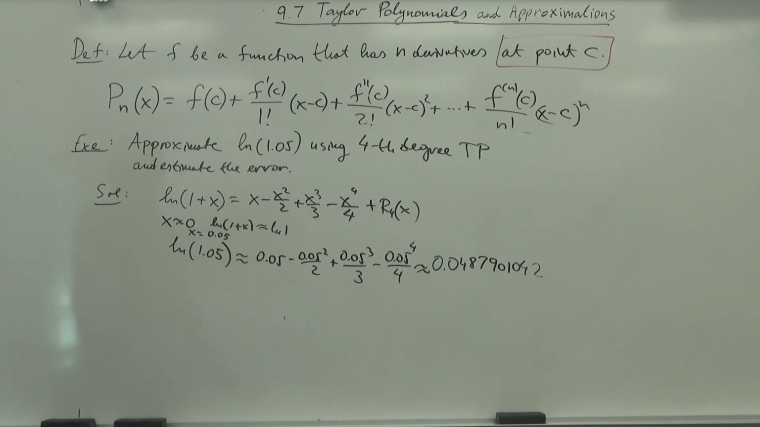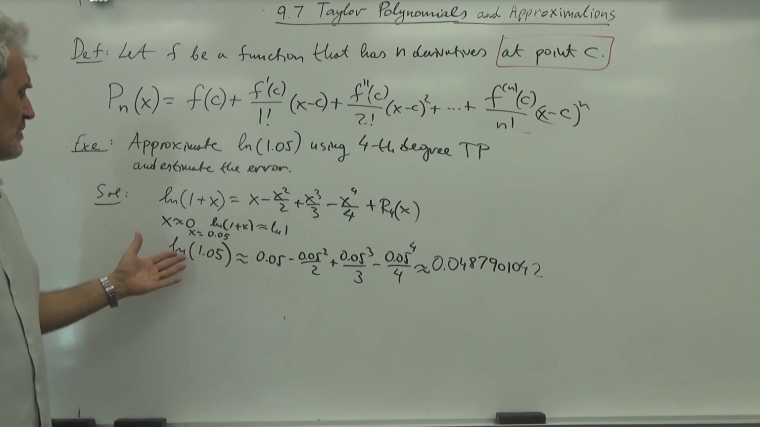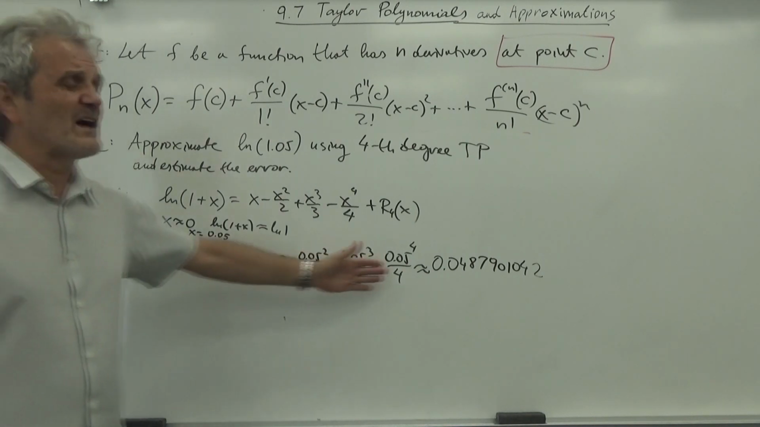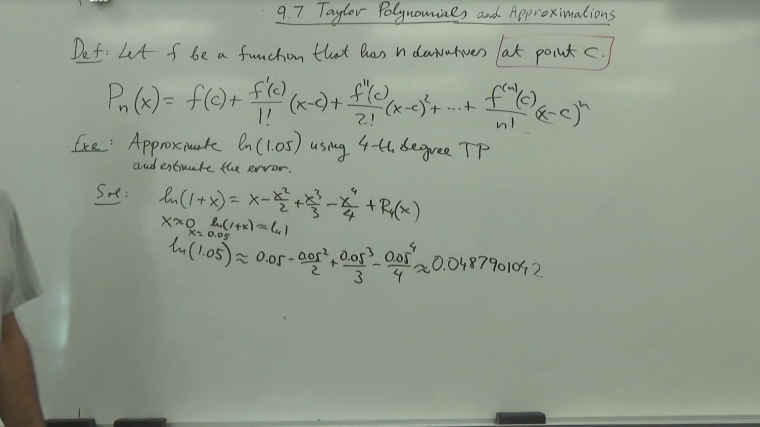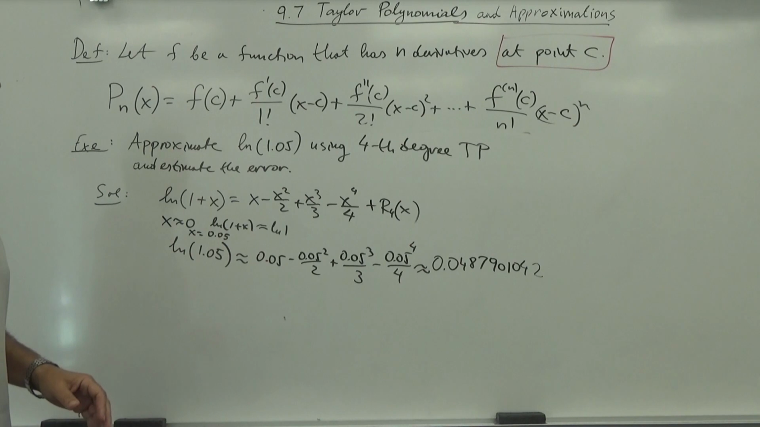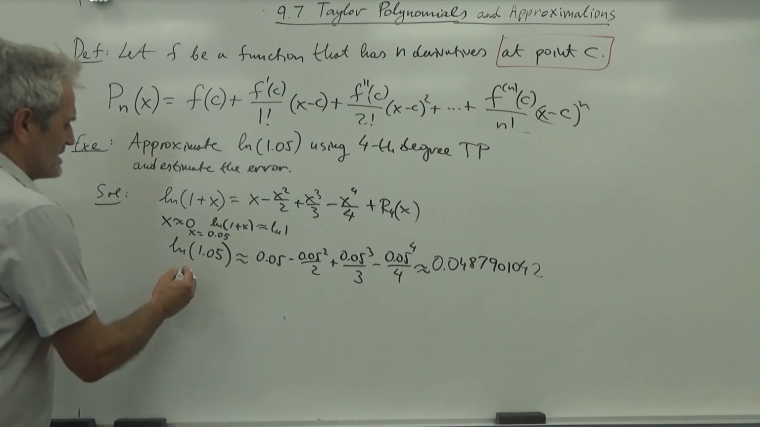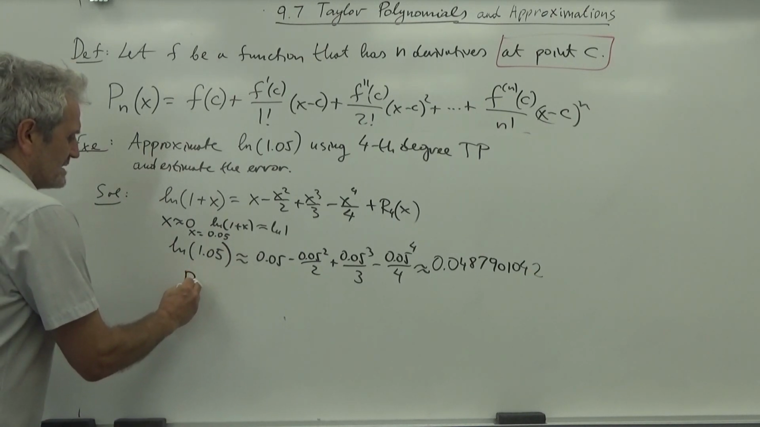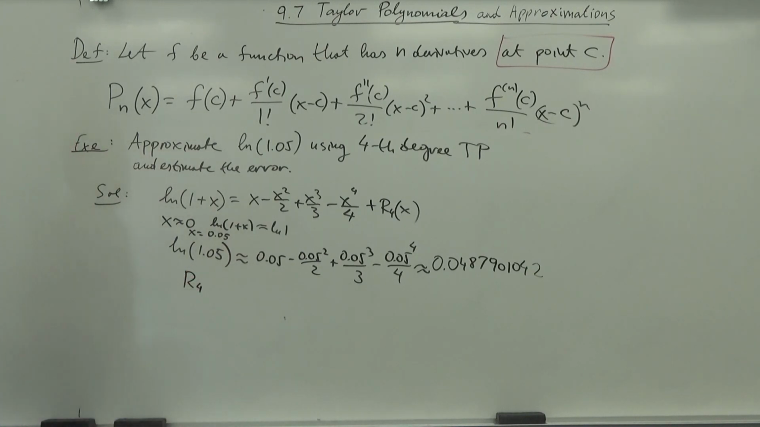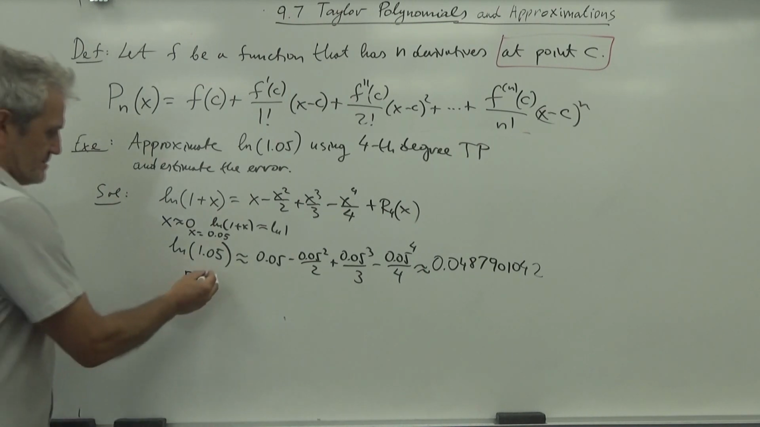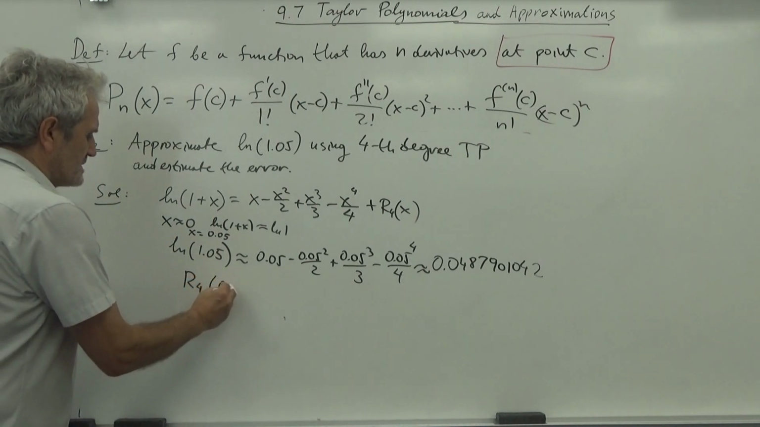All right. So someone's asking us how much is ln 1.05. We are offering him this, and of course we know that that's not the exact result, but we're going to see how accurate our estimate is. So what are we going to do? We can estimate our error by calculating R4 at 0.05.